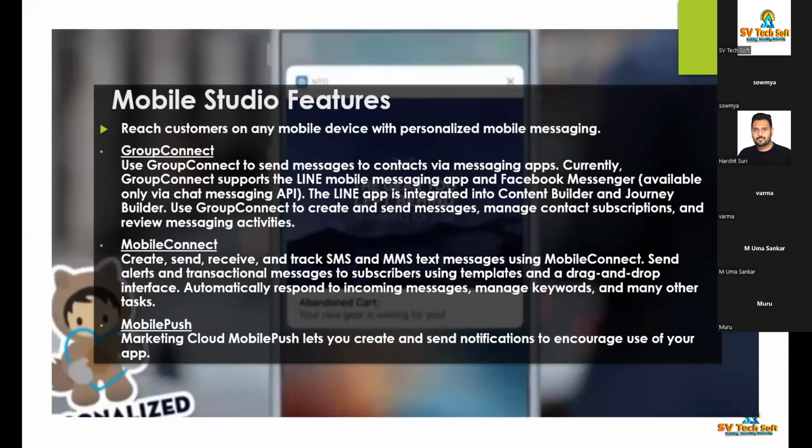So in Mobile Studio, we will be able to see how to perform Group Connect. That means sending messages to somebody's WhatsApp number, LINE Messenger, Facebook Messenger. We will see Mobile Connect, how to send SMS, MMS, and we will see Mobile Push, how to integrate a mobile application with Salesforce Marketing Cloud, what the requirements of integrating are, and how to send push notifications and define the content of the push notifications. The push notifications can be sent to all smart devices. By smart devices, I mean smartphones and smart watches as well. So we will see how to integrate everything, both smart devices and smart watches, with Marketing Cloud.